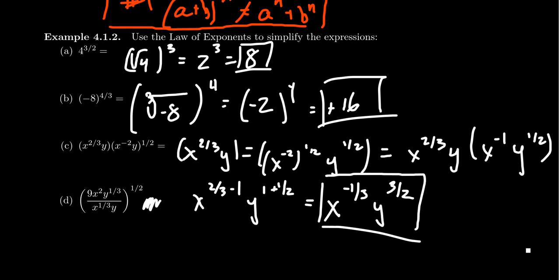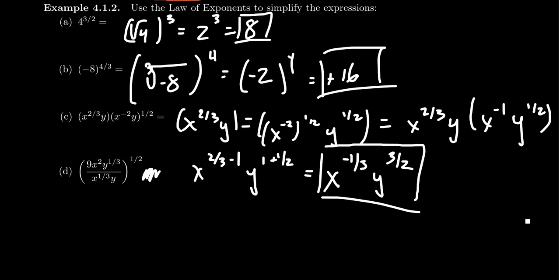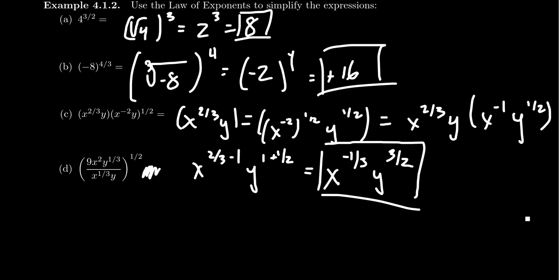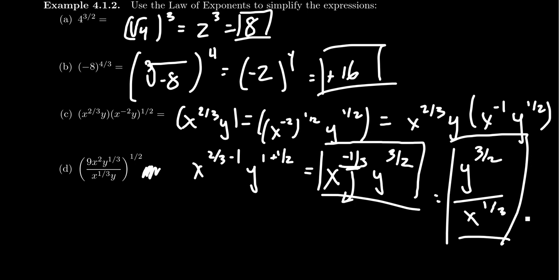Now, some people insist that we should write things without negative exponents. So if you do see that instruction, if you ever see a negative exponent, this means you just put it in the denominator. And so you're going to get y to the 3/2 over x to the 1/3, excuse me. We could write this without any negative exponents whatsoever.